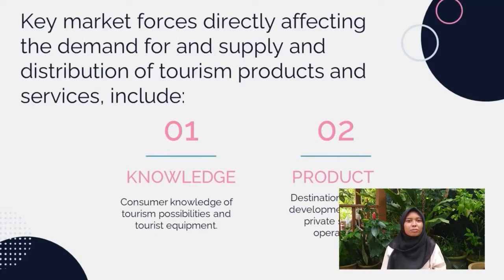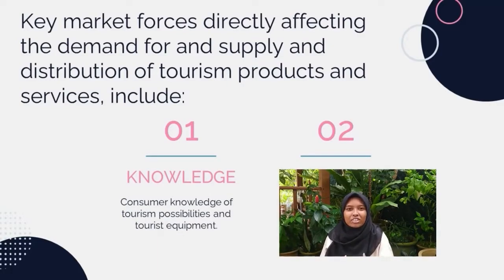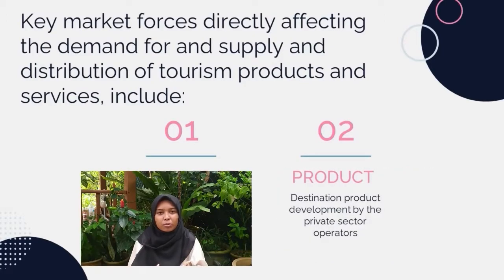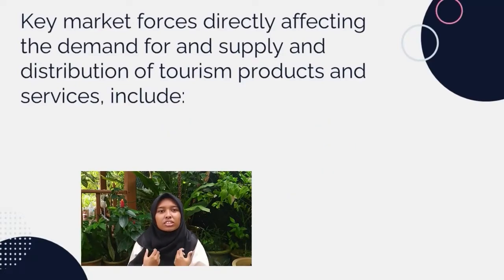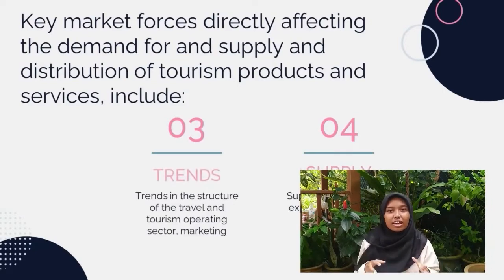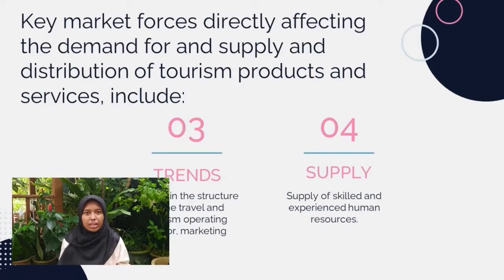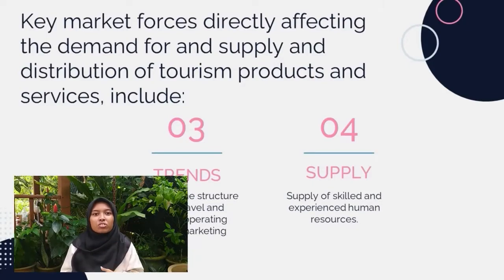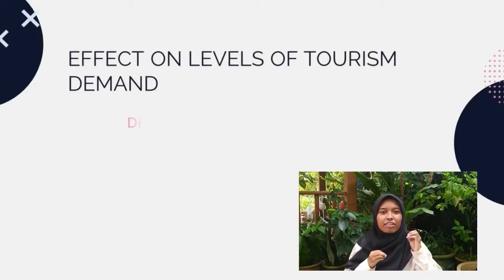Next are the key factors directly affecting tourism demand. Nowadays, tourists have knowledge about the destinations and about the products at the destinations. Next are products that have been developed by the private sector or the government sector of the destination that will attract them. Thirdly, the trends in the tourism market and development. Fourthly, the supply of skilled and experienced human resources. Next are the effects on the level of tourism demand, of which there are five.